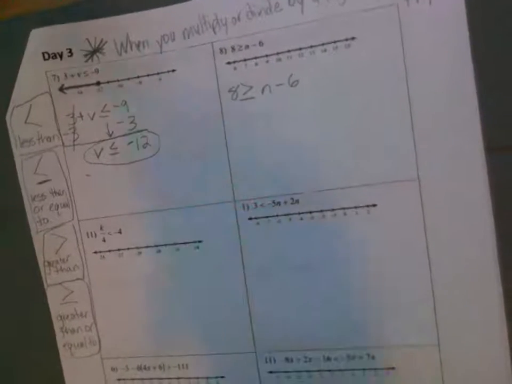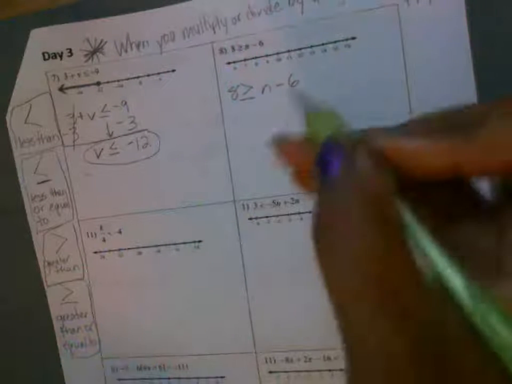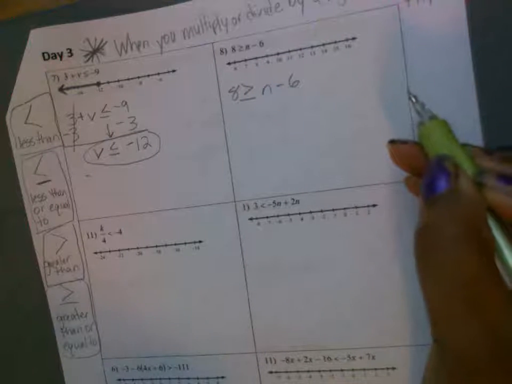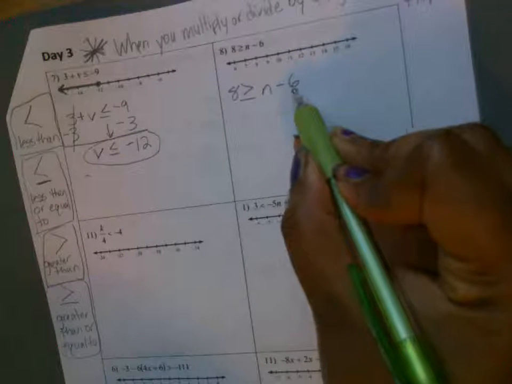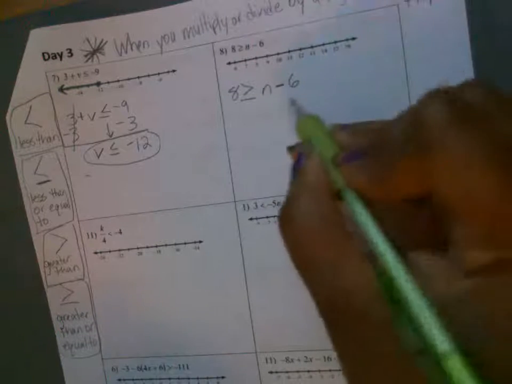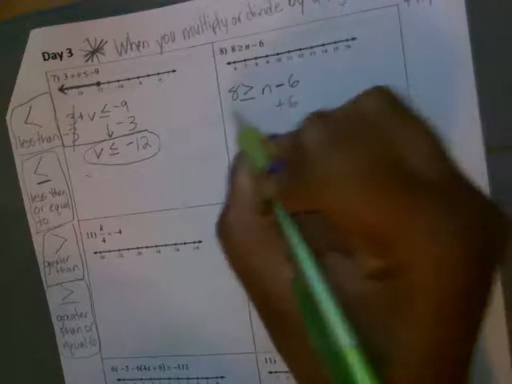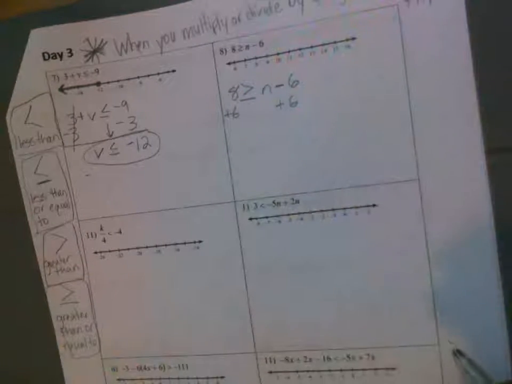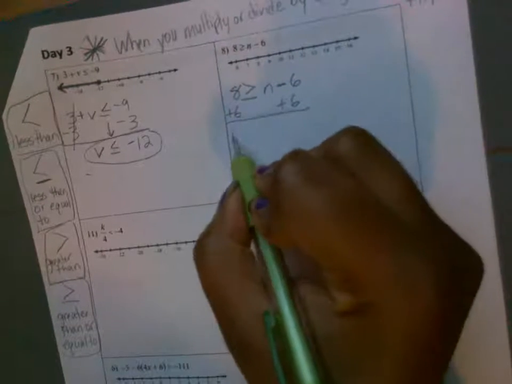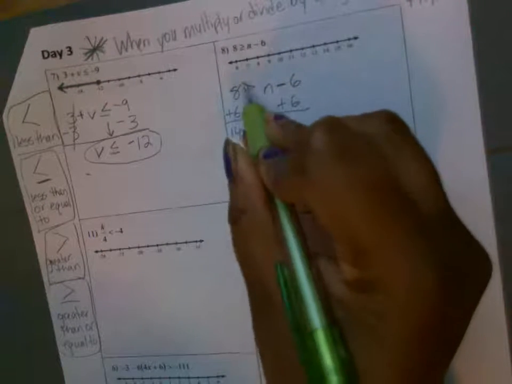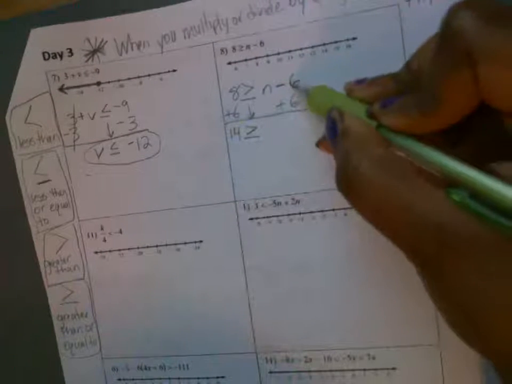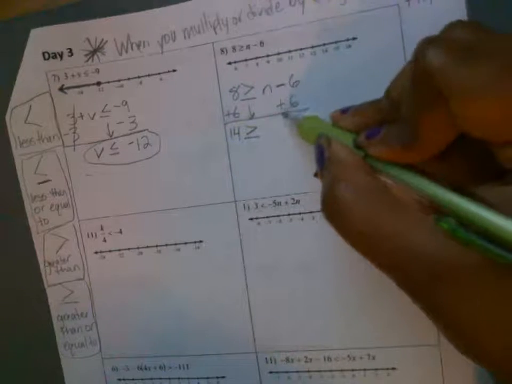All right. So in this problem, when we're solving for n, we are going to get n by itself by adding 6 on both sides. This is a minus. The opposite of subtracting or minus is a plus. So we add 6 to both sides. When we add 6 to this side, we get 14. Put my line here. We're going to bring down the greater than or equal to sign. This is gone. -6 plus 6 is 0.